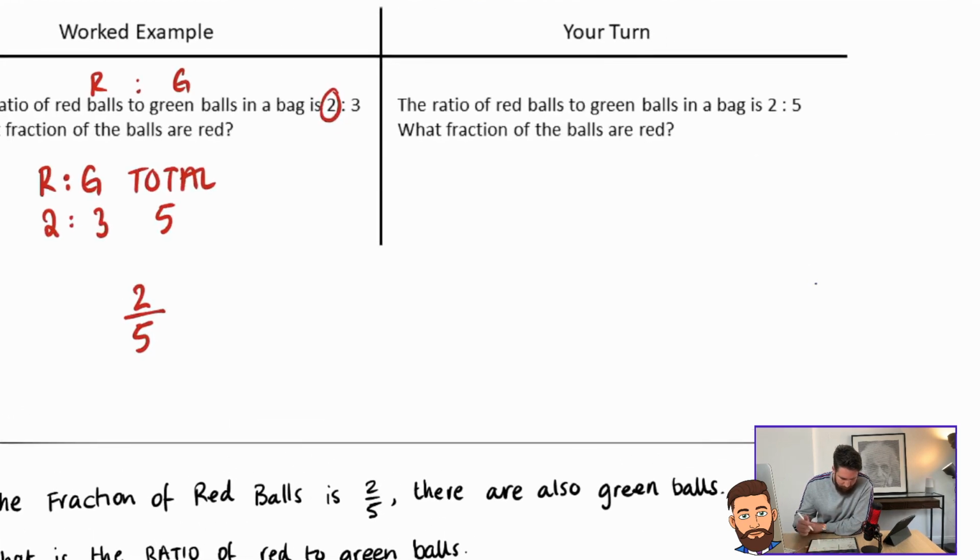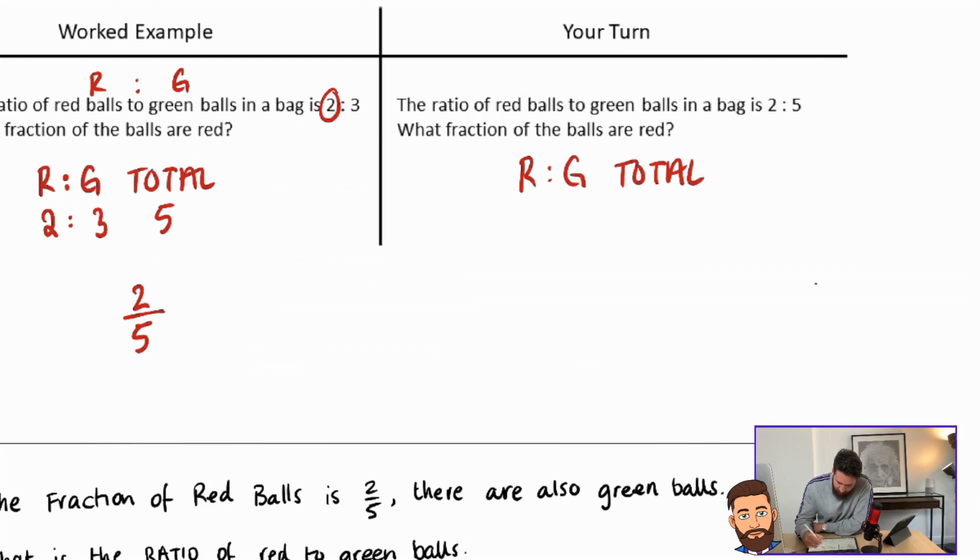Okay, so you should have been looking at a very similar question here. The ratio of red balls to green balls with a total, always, and I cannot stress this enough, always put a total column in, is 2 to 5. That would give us a total of 7. This total is coming from me adding these together. What fraction of the balls are red? Well, there are 2 red parts and a total of 7, which would be 2 over 7.